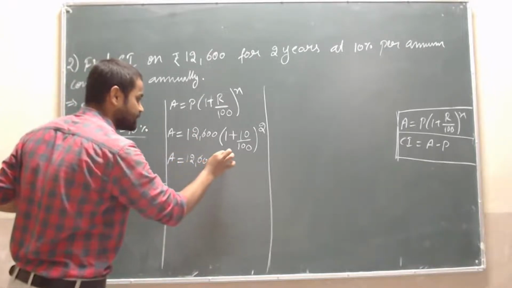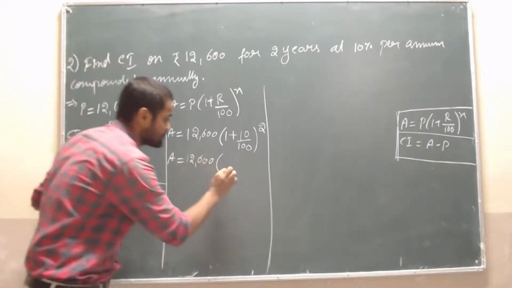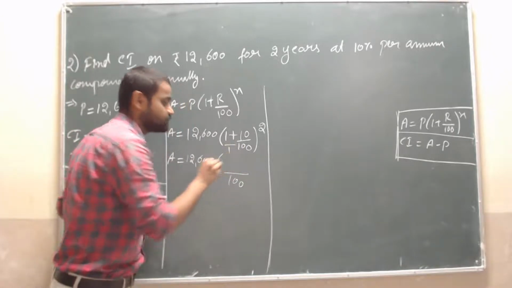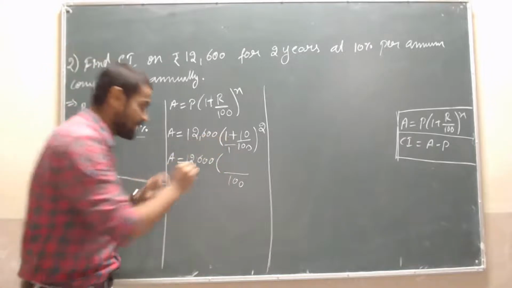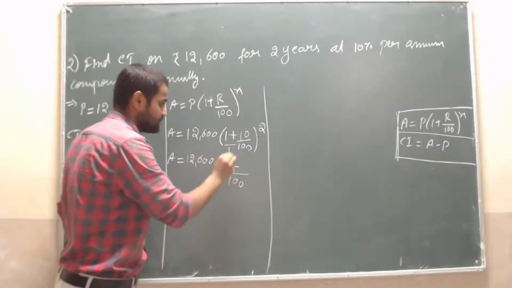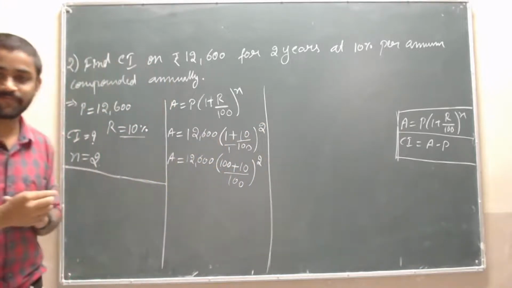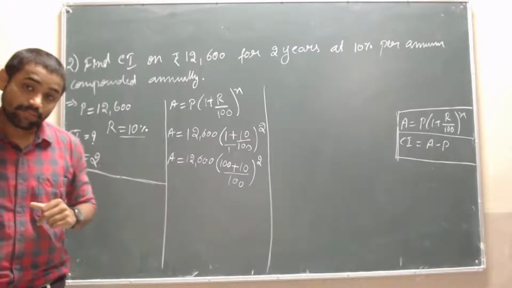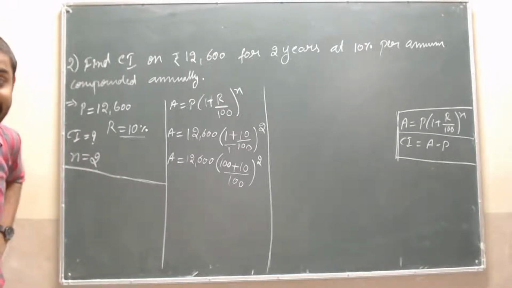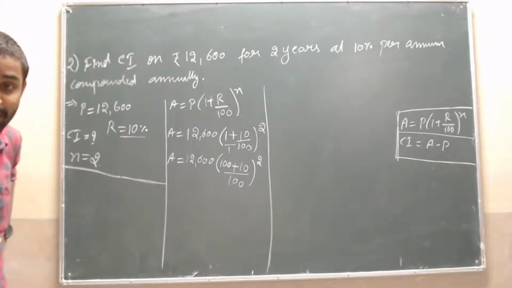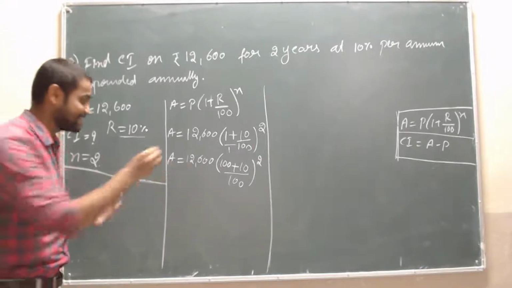A is equal to 12,600. Here I will take 100 as the LCM. See, I have taken 100 as LCM here. And 100 into 1 is 100 plus 1 into 10 is 10, whole square. Is it clear? Someone has answered 23,328. Yes, let's see. I don't know the answer. Let's see here.